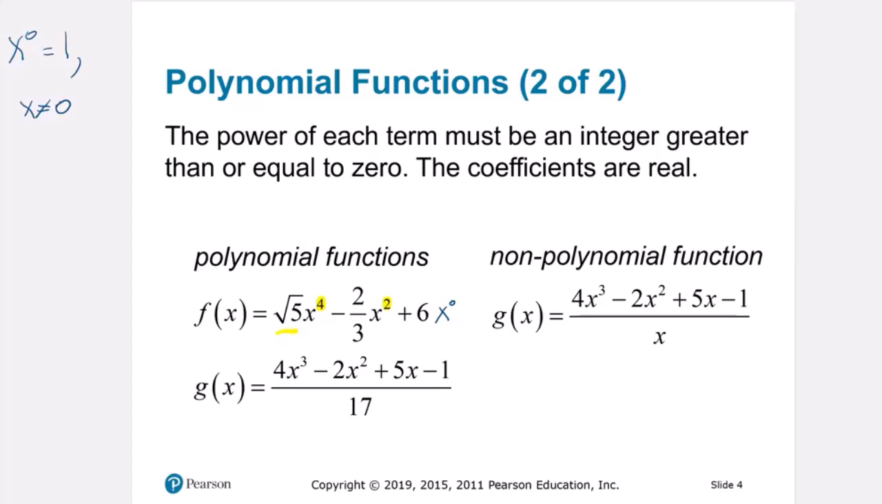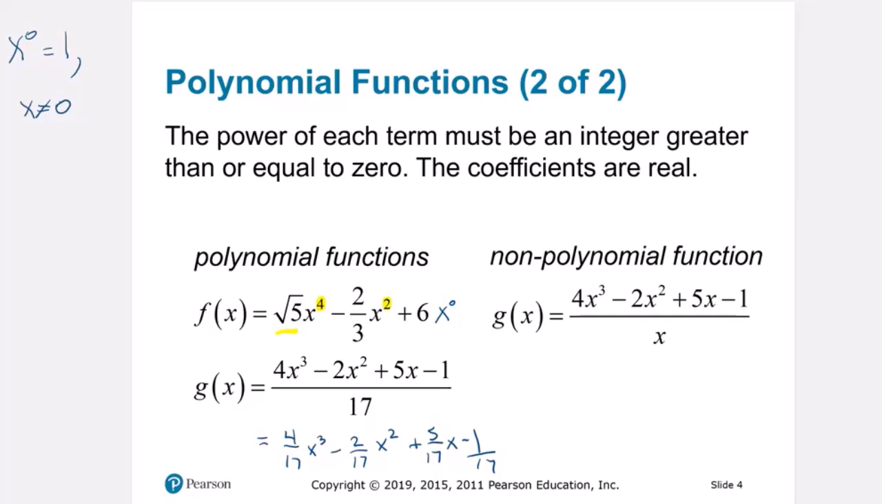The next one is a polynomial. Even though it's got a denominator, we could rewrite it as 4 over 17 x to the third minus 2 over 17 x squared plus 5 over 17 x minus 1 over 17. Because each one of those now has a coefficient that's a real number, I can say this is still a polynomial. Even though it's got a denominator, the denominator is a constant. It doesn't change the fact that it's a polynomial.